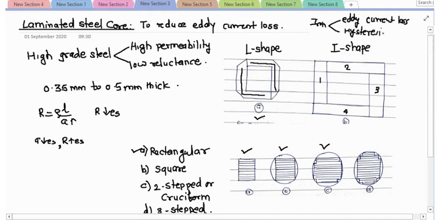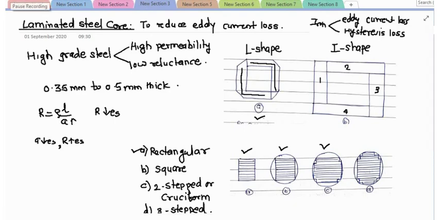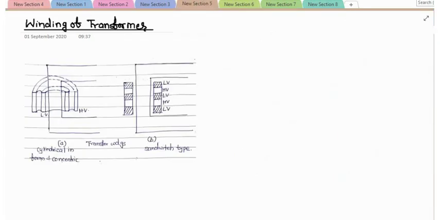So we have seen, to reduce the eddy current loss, we have used the laminated structure for the core. And to reduce the hysteresis loss, we are using the high grade silicon steel, which is having high permeability and low reluctance.